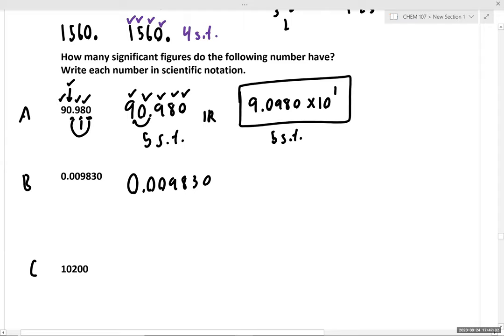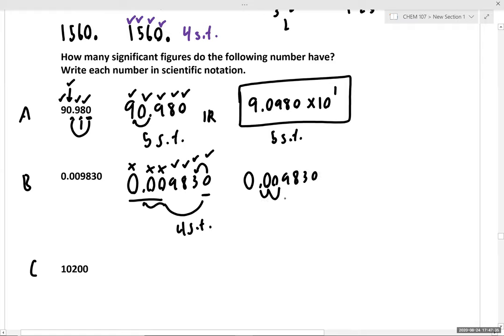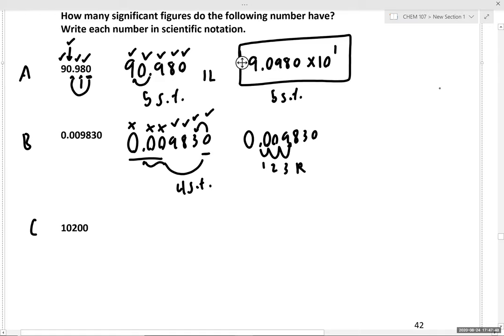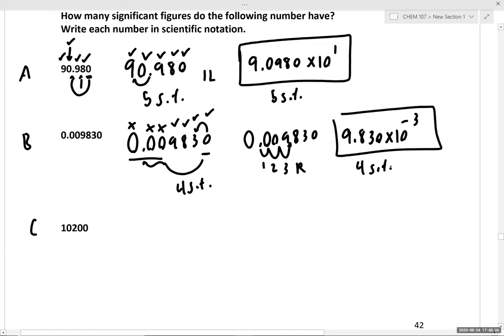So first and foremost, we have some leading zeros. And as literally everyone who submitted a response in the chat has noted, these leading zeros are not significant. However, we have a zero that's after a non-zero digit and it's after a decimal point. So this last zero is significant. So we have 4 significant digits. And to make this really easy to see, let's write this number in scientific notation. So we move our decimal point 1, 2, 3 spaces to the right. Sorry, for the first number, it's 1 to the left. Sorry about that. So for this number, we're moving our decimal point 3 spaces to the right. That gives us 9.830 times 10 to the negative third. And as we can clearly see in this case, we have 4 significant figures.